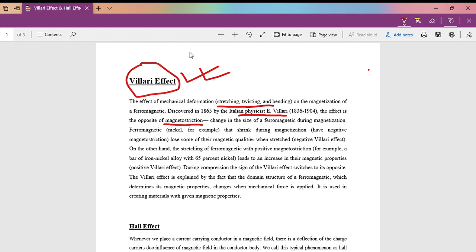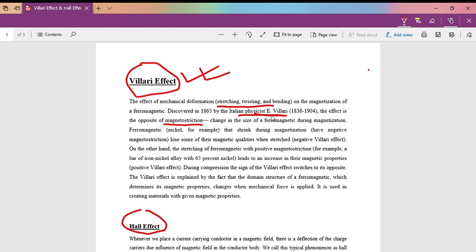Hello students, today we are going to study two very important effects. These effects are in your syllabus, that is the syllabus of sensors and transducers. They are the Villari effect and the Hall effect. As I have underlined here, this effect was named after its inventor, the Italian physicist Dr.